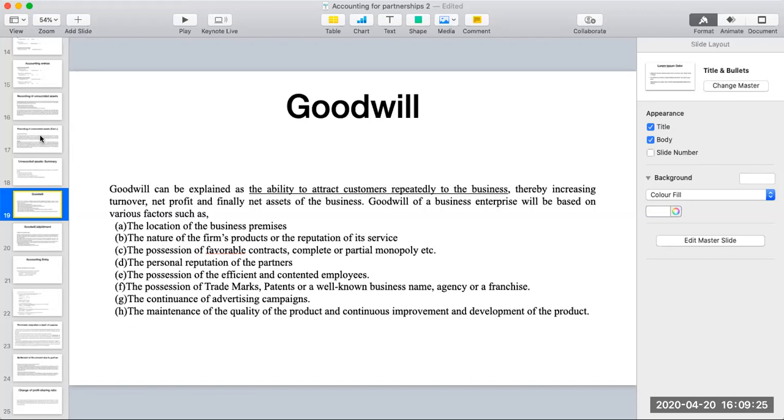The personal reputation of the partners. The possession of efficient and contented employees. The possession of trademarks, patents, or a well-known business name, agency, or a franchise. The continuance of advertising campaigns. The maintenance of the quality of the product and continuous improvement and development of the product. So these are some of the ways how goodwill is created.